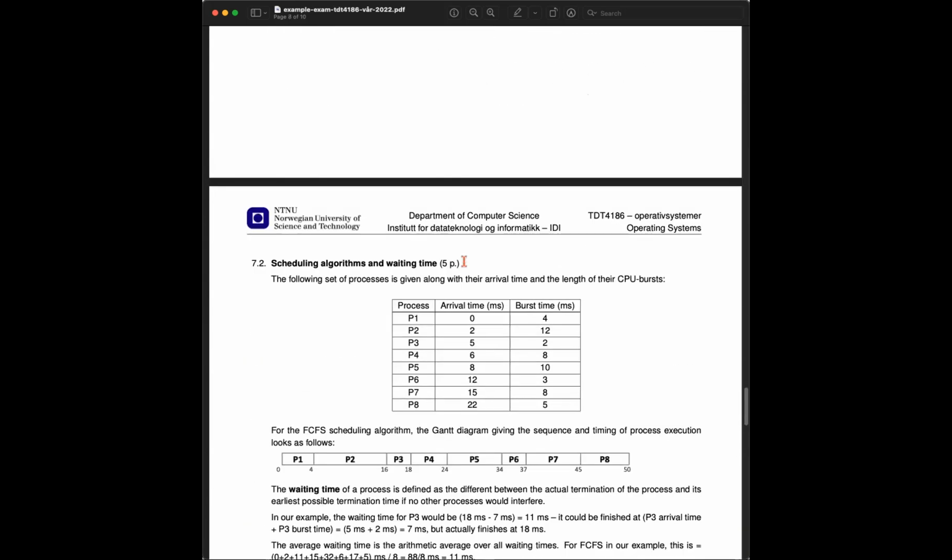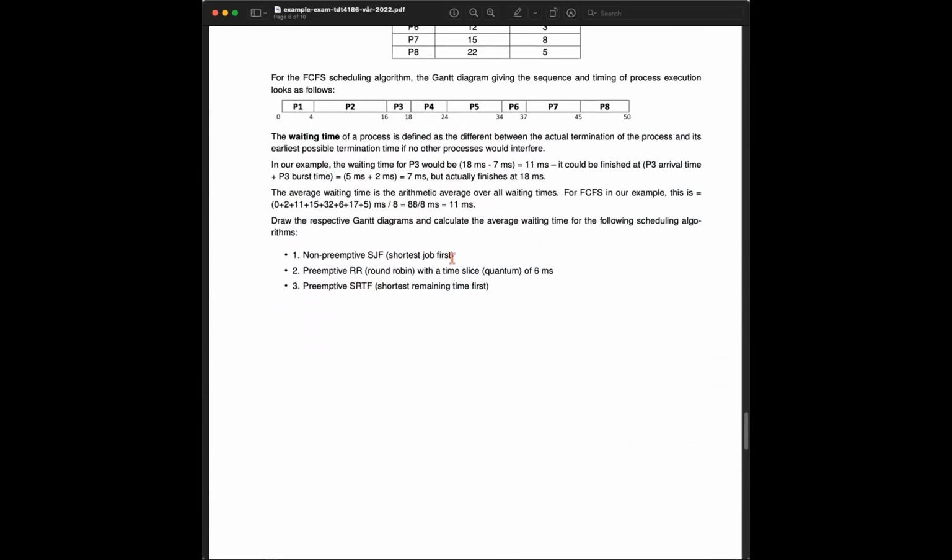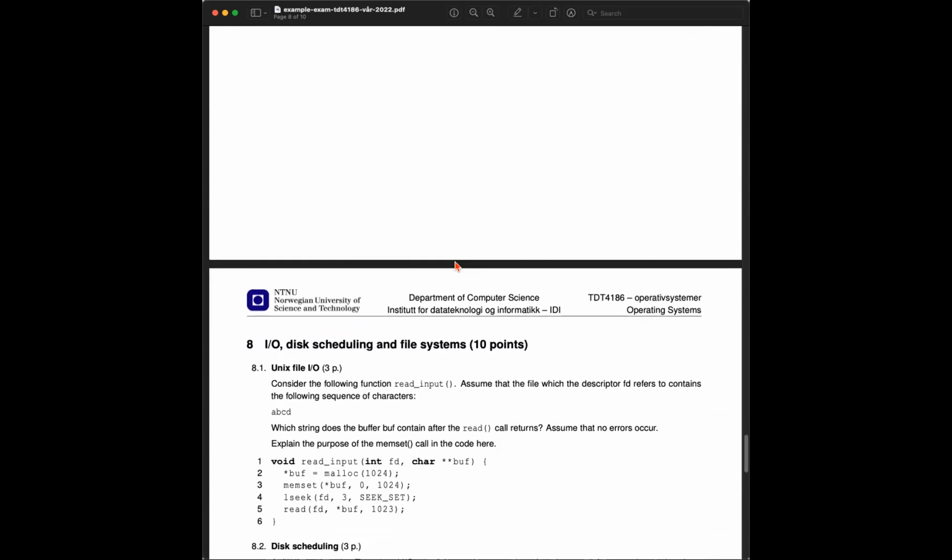We have a bit more about scheduling. So here you should look at different scheduling algorithms like shortest job first, preemptive round robin, and shortest remaining time first, and then figure out parameters. So you should be able to evaluate the algorithms here, and we give the formulas, how they are defined, with an example. So you should do the evaluation here for this set of processes.